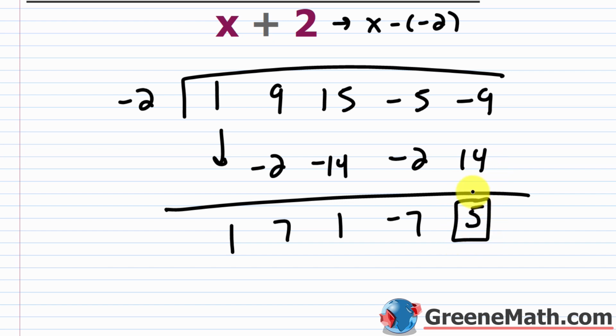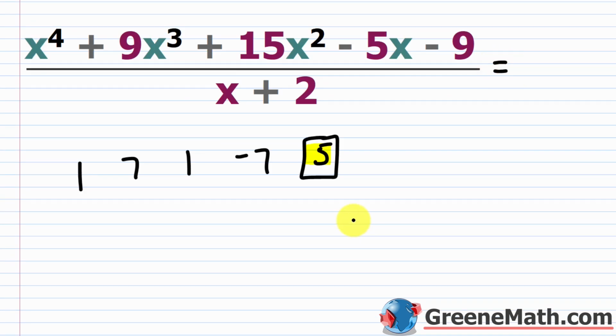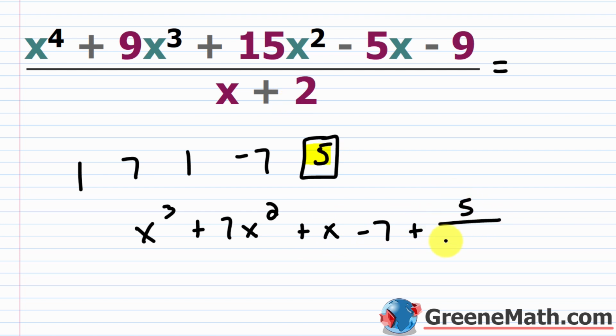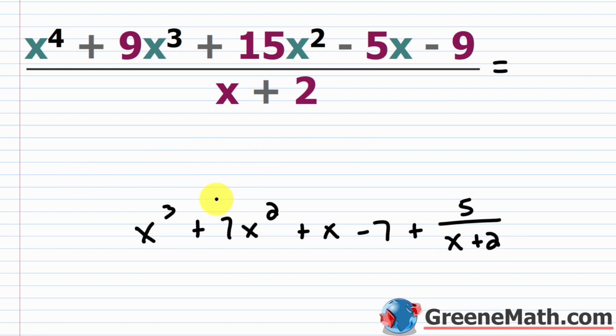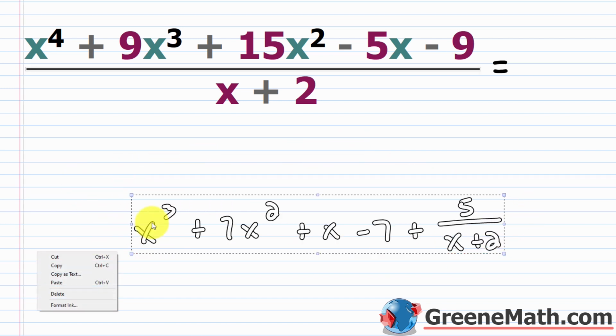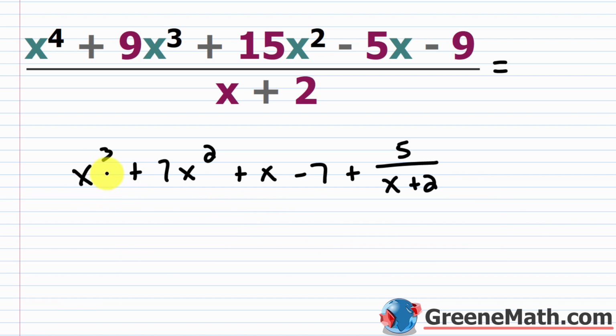Okay, so this is going to be your remainder. Let me highlight that. Let me put equals. And so again, this guy is of degree 4, so this guy will be of degree 3. So this would be x cubed plus 7x squared plus x minus 7, then plus your remainder is 5, so 5 over your divisor, which is x plus 2. Let's get rid of this, and let's drag this up a little bit. It's a little bit cleaner. So again, the answer is x cubed plus 7x squared plus x minus 7 plus 5 over x plus 2.